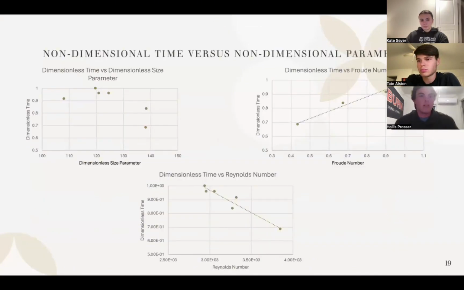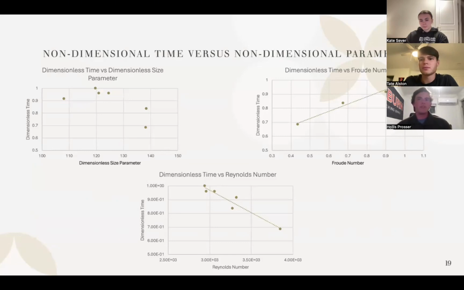So our first graph is our dimensionless time versus dimensionless size. And here it appears that a larger size parameter roughly corresponds to a faster descent, but there's not a clear trend as to at what rate that happens. Seeds with size parameters of 138.42 and 138.18 had our shortest descent times at about 3.7 and 3.03 seconds. On the other hand, the slowest times were observed for the smaller size parameter of about 119.